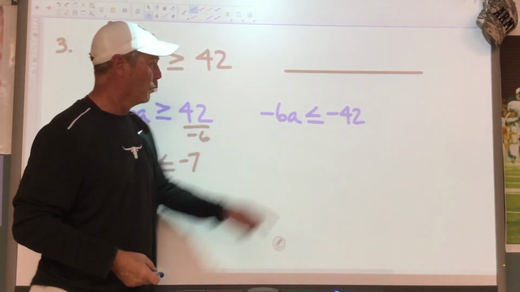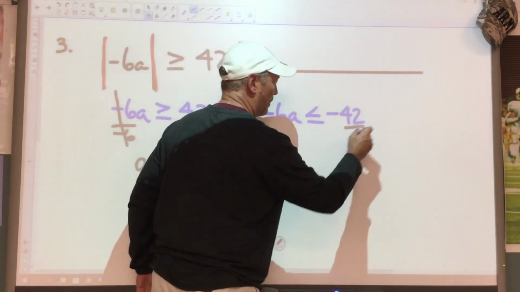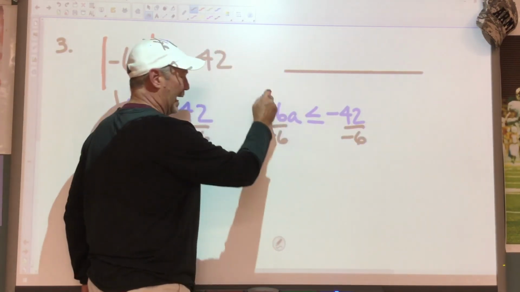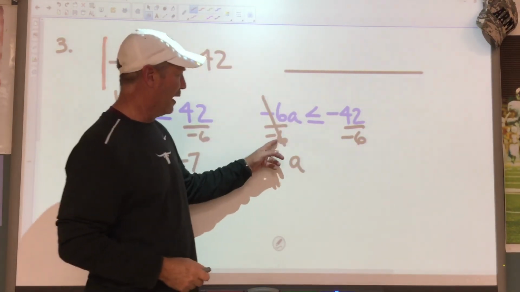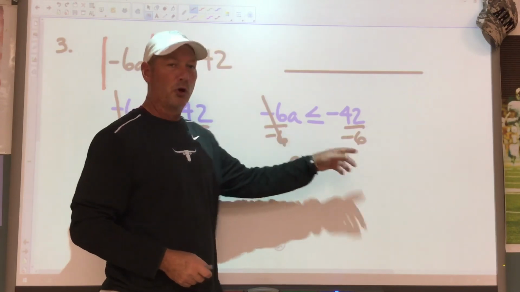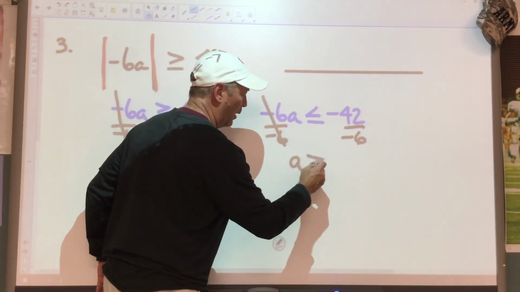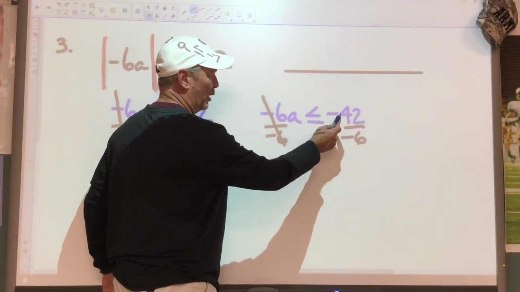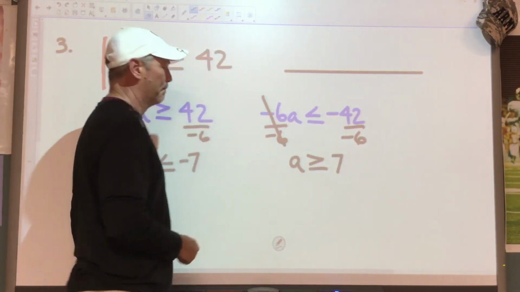Over here, we're going to divide by what? We're going to divide by negative 6 again. This will cancel. That leaves me with A. But since we're dividing by a negative again, we're going to flip our symbol, and this is going to be pointed the other way. Negative 42 divided by negative 6 is a positive 7.